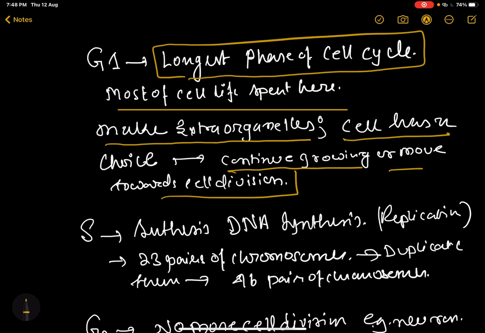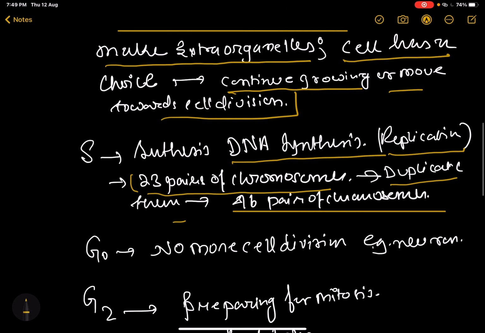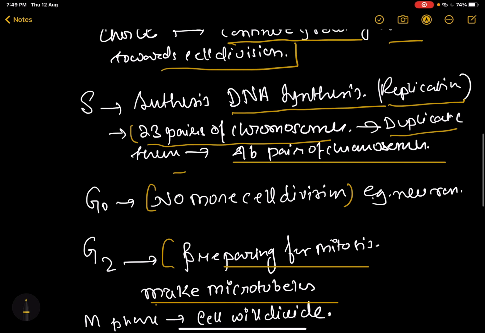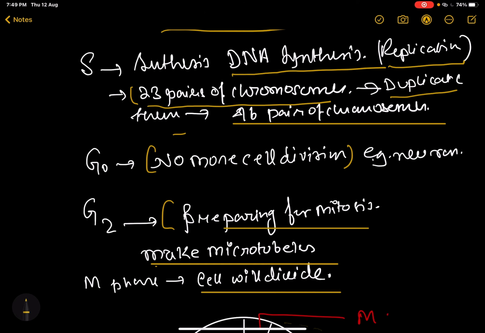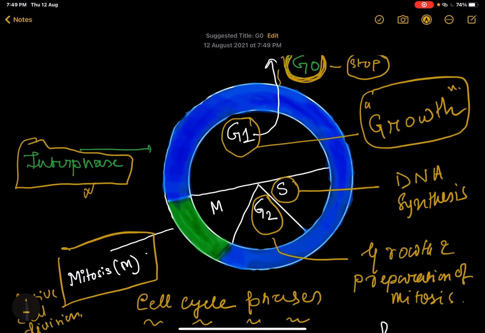So let's talk about S phase, the synthesis phase. The synthesis phase signifies DNA synthesis, also known as replication. We know we have 23 pairs of chromosomes, and the chromosomes duplicate and make 46 pairs of chromosomes. Now in G0 phase, no more cell division takes place. And in G2 phase, the cell prepares for mitosis and makes microtubules. And M phase is where the cell will divide. So here we complete these phases.